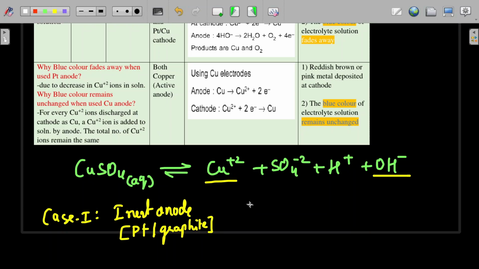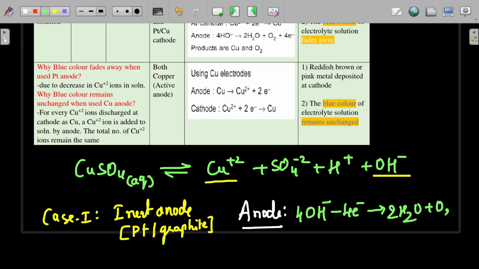In that case, what happens? I'm writing the reaction at the anode. So the anion is OH minus. OH minus, previously we have seen the oxygen release. So same, I'm writing it directly now. 4 OH minus minus 4 electrons will give you 2 H2O plus O2. And the reaction at anode is positive, right?